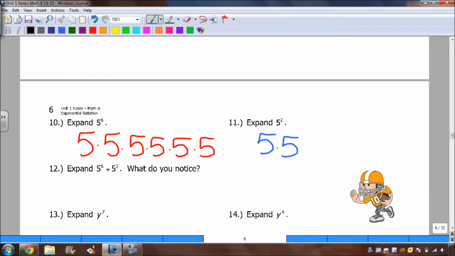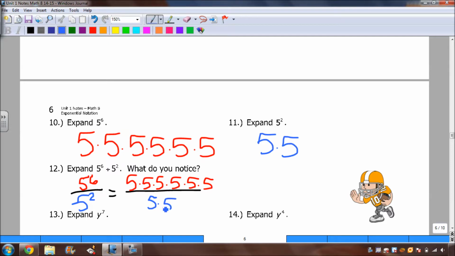So what I'm going to do is I'm going to write it out a little bit different. I'm going to say 5 to the 6th right here, and then I'm going to say it's divided by 5 to the 2nd power, just like this right here. Okay? So then my answer is going to end up being, just like we did before, 6 5s being multiplied together on top, and 2 5s being multiplied together on the bottom. And all I have to do is see what happens to the top and the bottom.